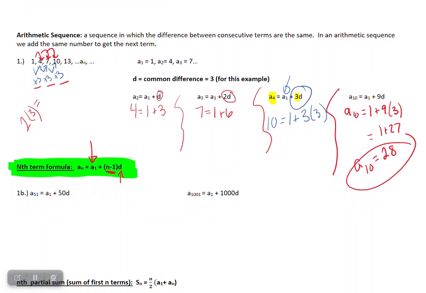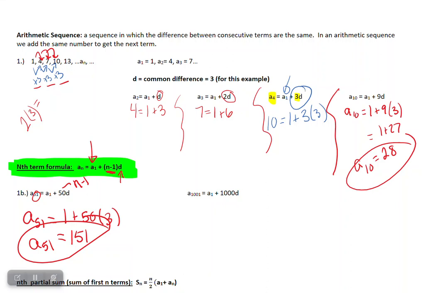If we play off of this a little bit, if I want to find the 51st term of this problem, I would take the first term, which happens to be 1, and add 50d, so 50 times 3. That 50 is because it's n minus 1, and n was 51. So I'm going to get 151. So the 51st term is 151.